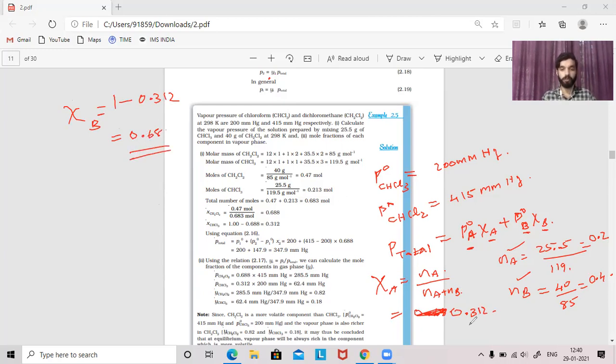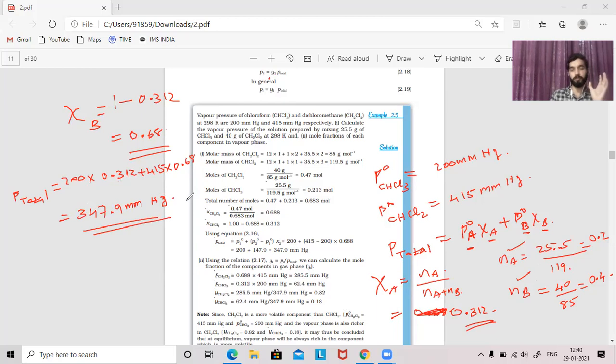So once we get the mole fraction of A and the mole fraction of B, P total equals P naught A, which is 200, into the mole fraction of A, 0.312, plus P naught B, which is 415, into the mole fraction of B, 0.68. We solve that, we get the total pressure, something close to 347.9 mm Hg. Okay, so we got the answer for the first part of the question. What is the total vapor pressure?